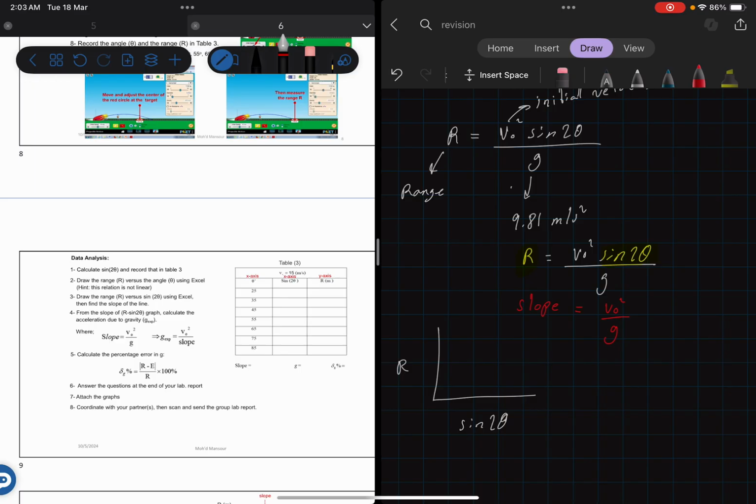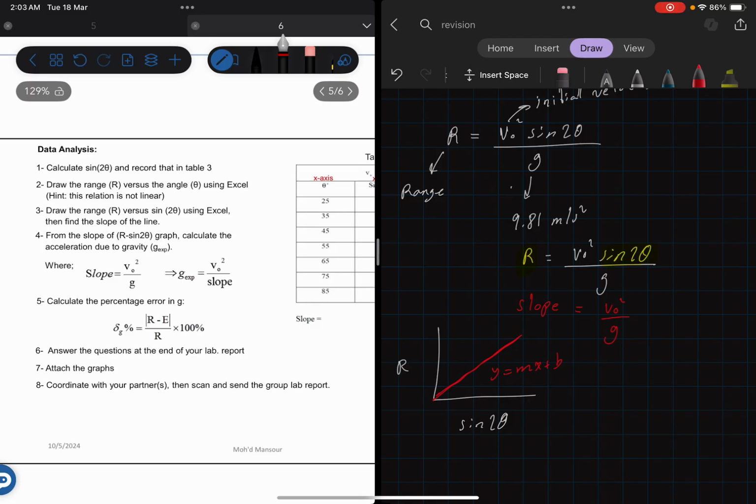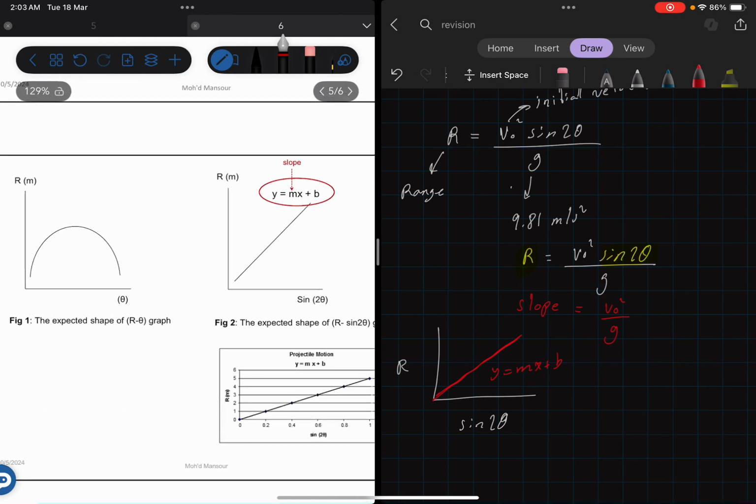Of course, the graph will be a line here. It's the same thing in the g experiment: v naught squared over g is the slope. If we have the slope, we can find g and the percentage error. Here we have R and we have sine 2 theta, and we end up with slope equal to v naught squared over g.